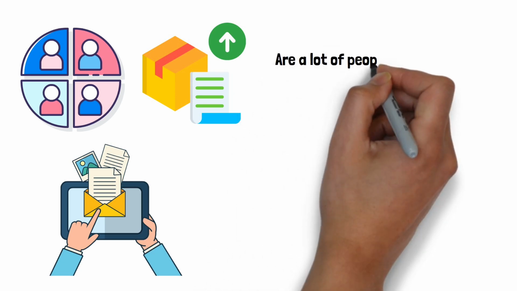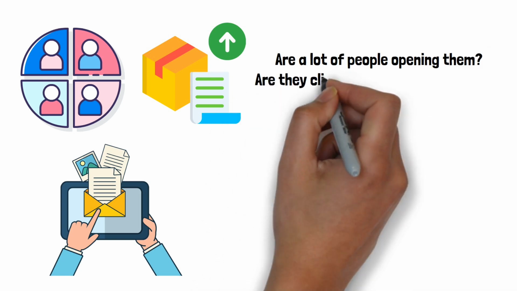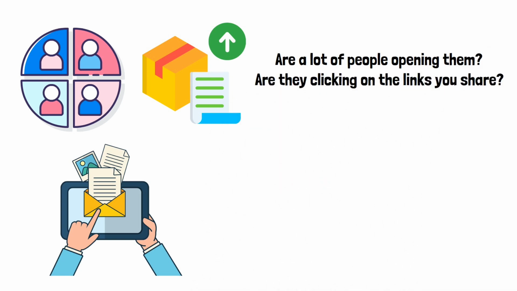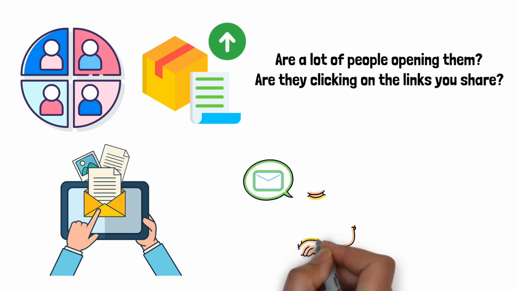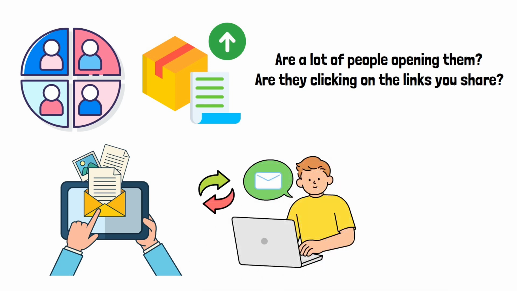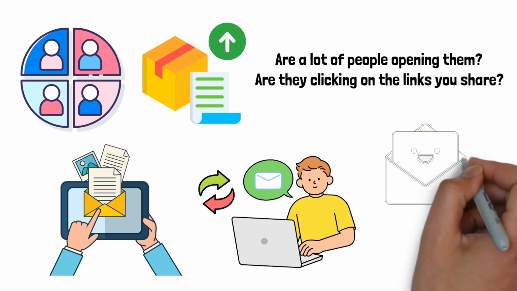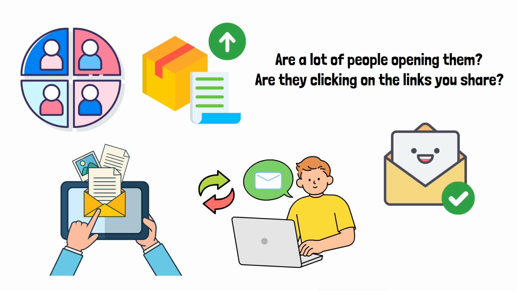This means you should watch how well your emails are doing. Are a lot of people opening them? Are they clicking on the links you share? If your emails aren't doing well, it might be time to change the way you write them or find new topics that your subscribers might like better. By keeping your list clean, organized, and engaged, you help make sure that your emails are meaningful and that your business has a better chance of making money from interested customers.